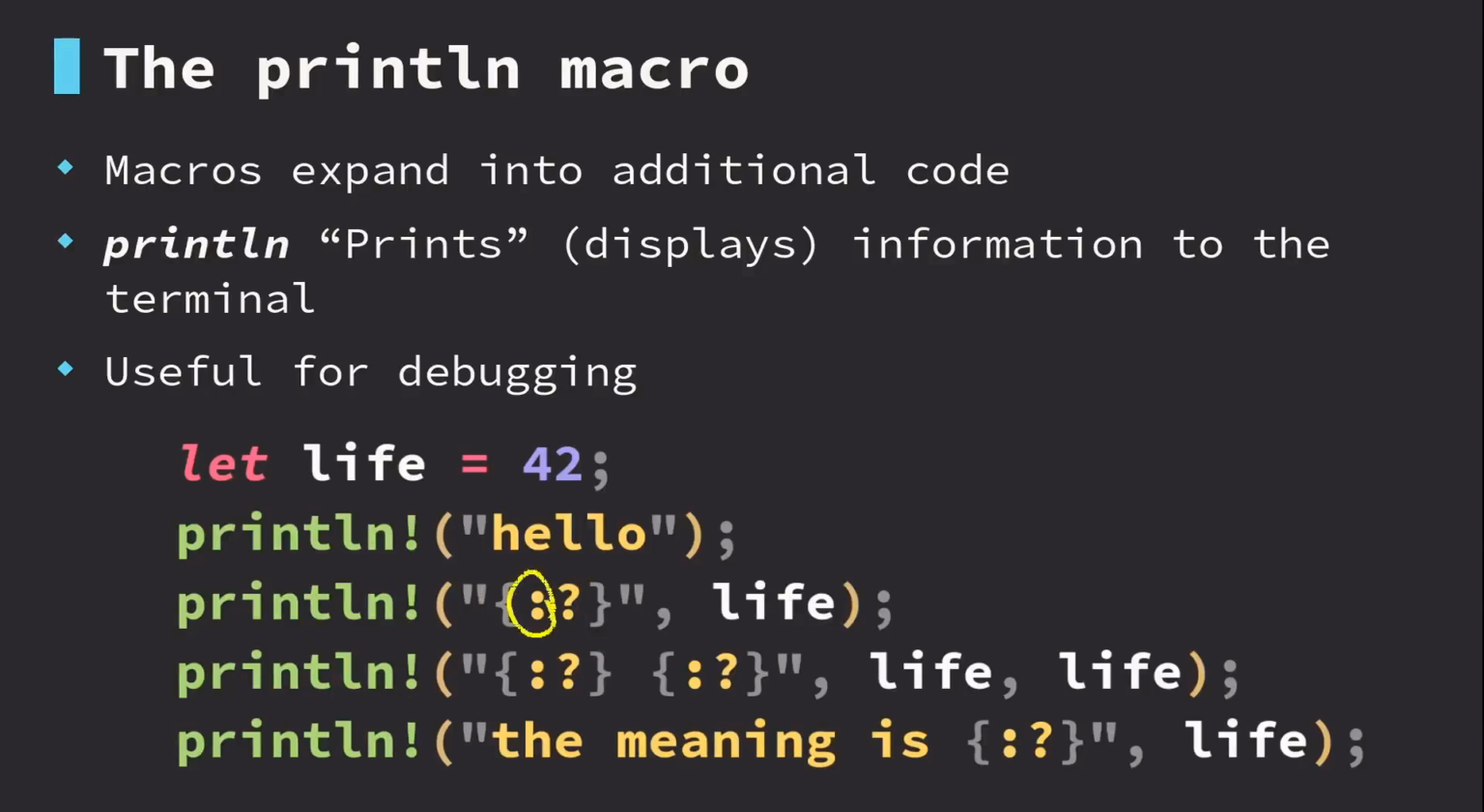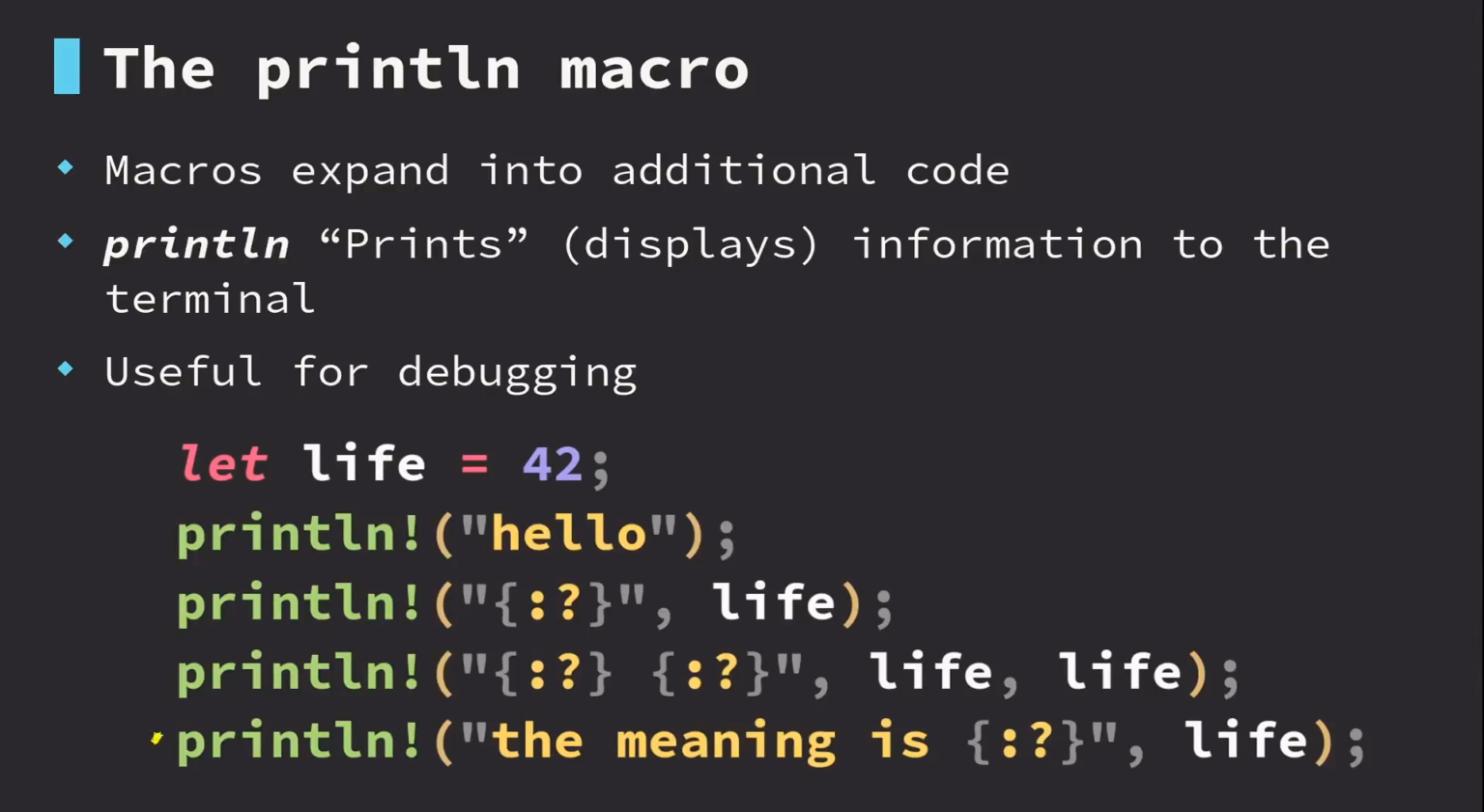We use a colon followed by a question mark to indicate we want to do a debug print. And a debug print is just whatever text that you want to see as a developer, and it's not meant to be seen by end users of your application. We're able to use the debug print as many times as we like, and so here we're using it twice, and then we use the variable life both times. This means that our third invocation of the println macro will print out 42, followed by a space, and then 42.